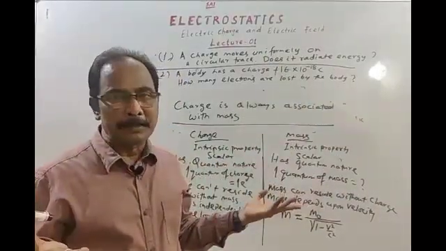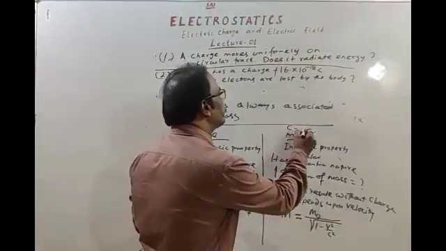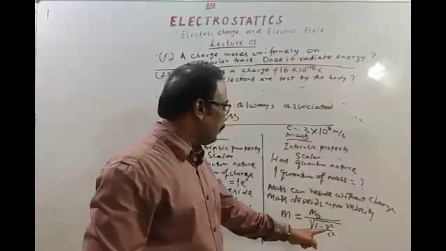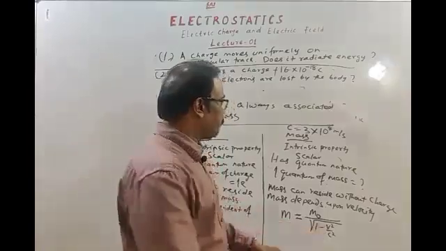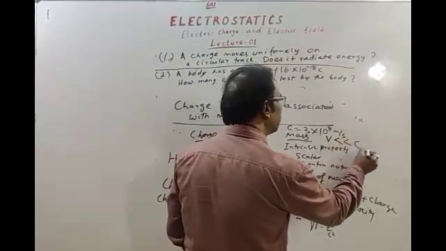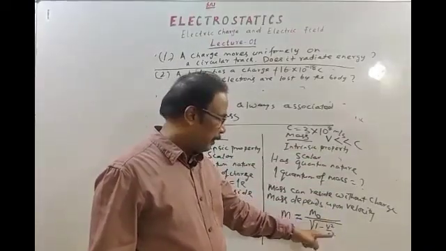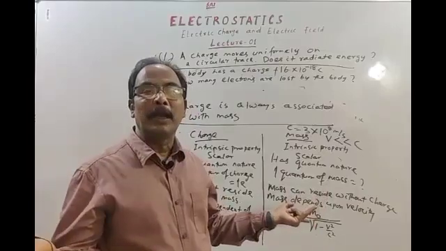mass will not change, because the velocity of light is 3 into 10 to the power 8 meter per second. Even if a body moves with a velocity of 1000 meter per second, then v is much less than c. Okay, so v is negligible as compared to c. So v square by c square may be taken as 0. So m is equal to m naught, means mass will not change.